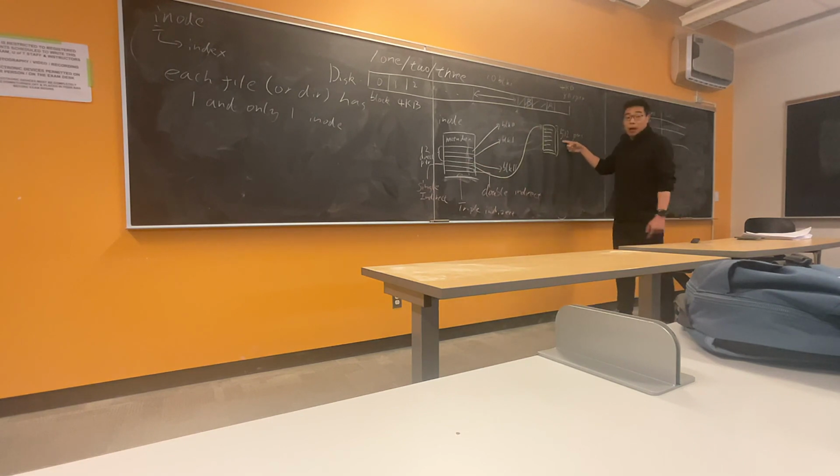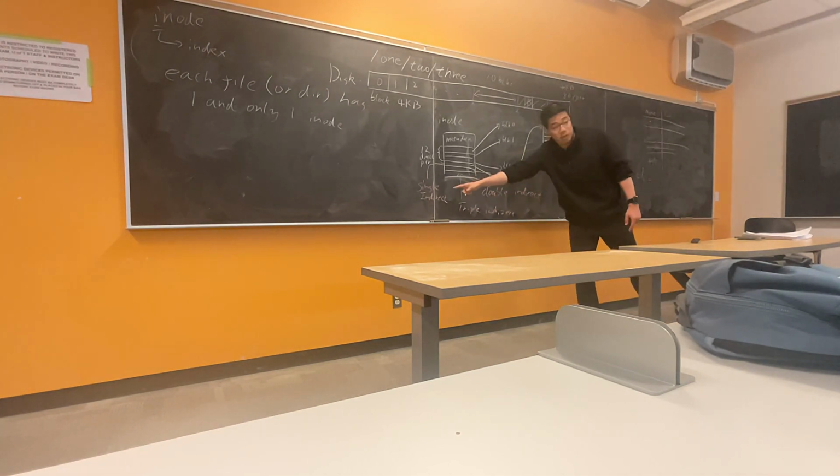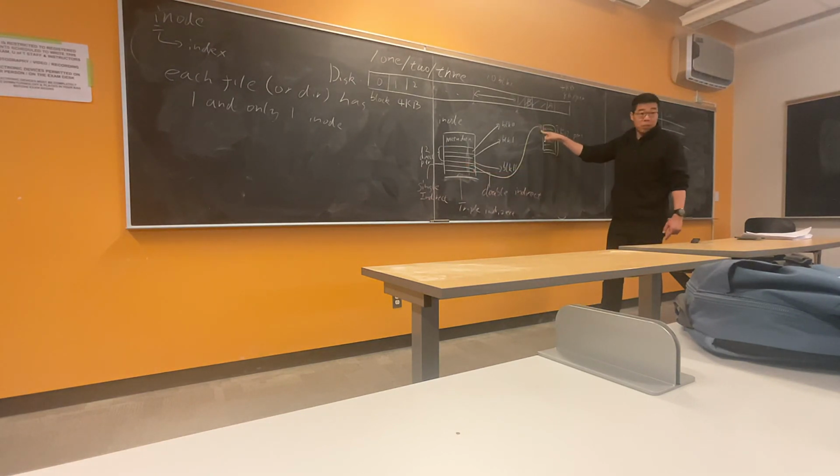Then from the 13th block, all the way to these 525 blocks, the next 512 blocks, their addresses are stored here. Okay? For example, how do I find the 13th block of my file? I go to the single indirect, take this address, go to this block, find the first entry. That is the address of the 13th block of my file.